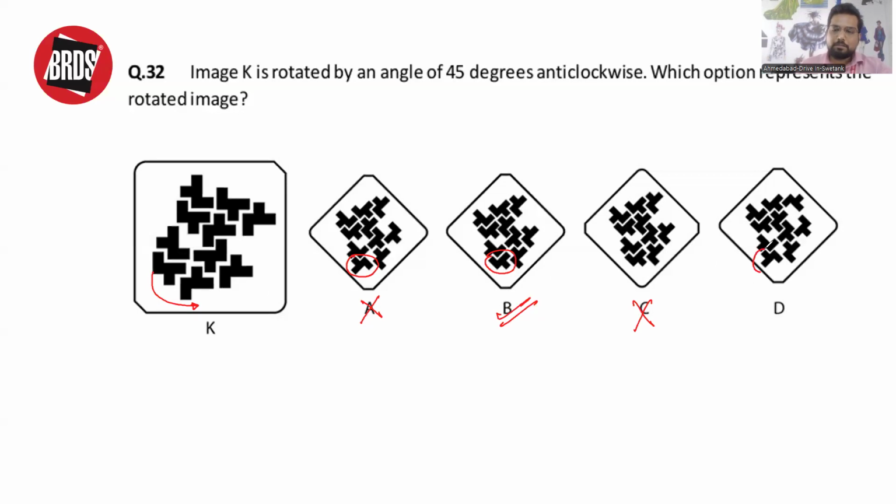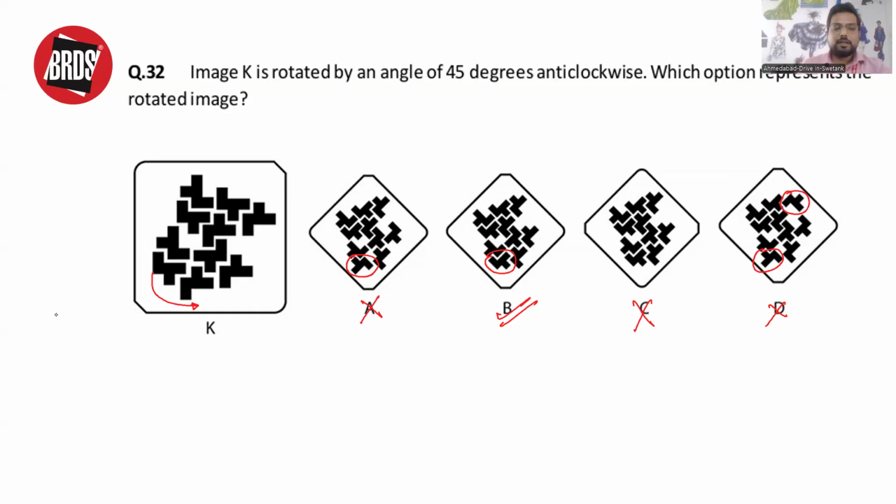By the same particular piece, we can eliminate this option. So that would be our correct answer, option B. Even in D, this is also wrong. This piece is also wrongly given to us. So option B is considered as the correct answer.